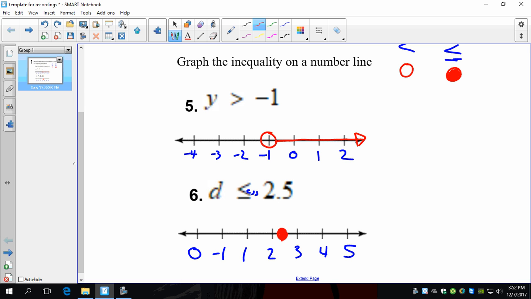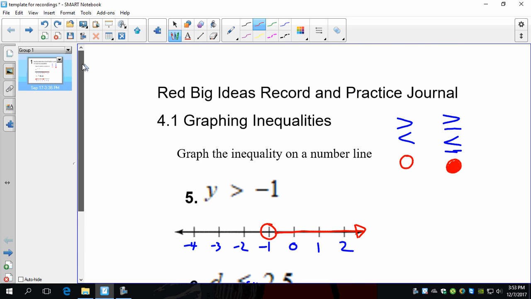So we want to show that d is less than or equal to 2.5. I've got to get just a little bit more over on this side. So our arrow is going to go this way. So we are showing that possible solutions to this inequality would be anything that would be 2.5, 2, 1, -1, or 0. So our arrow is going to the left. So d is less than or equal to 2.5. Those would be some possible solutions. This is Graphing Inequalities on a Number Line from 4.1.